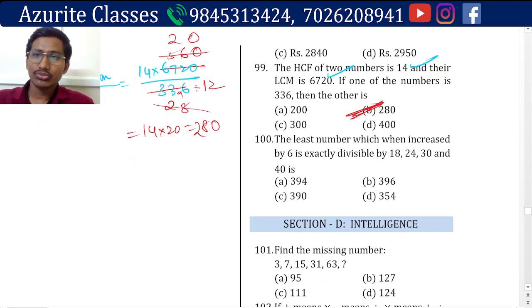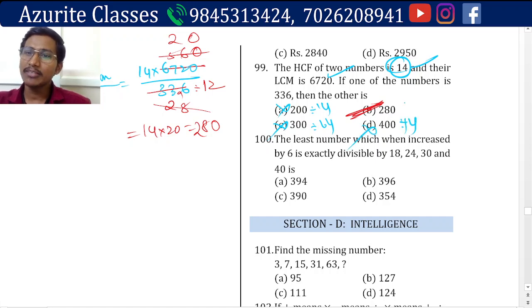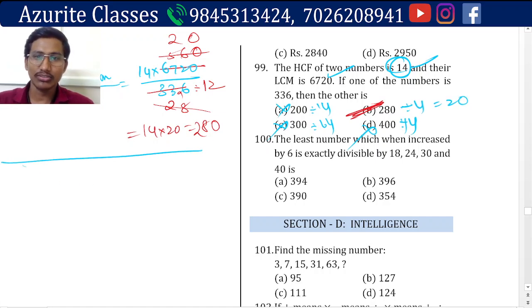Okay, good. Or you can go option-wise. This is the HCF. HCF is 14. You divide with 14. It should be divisible. So that is, HCF will divide, right? So that is not possible. This is also not possible. So that is why 14 2s are 28. That is the only one divisible. B is the answer. You can go with this shortcut also, okay?